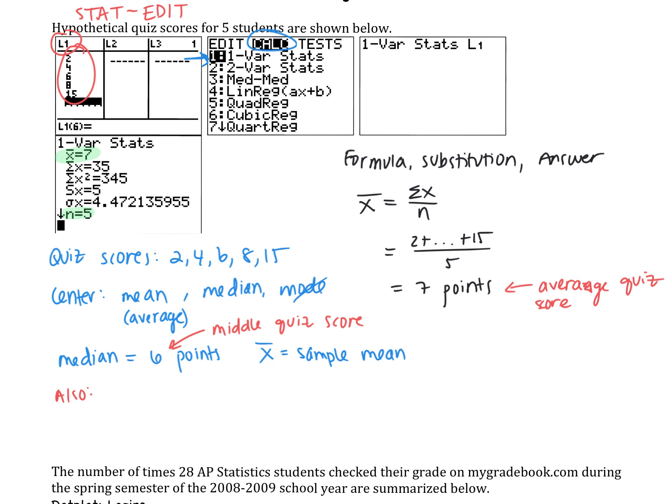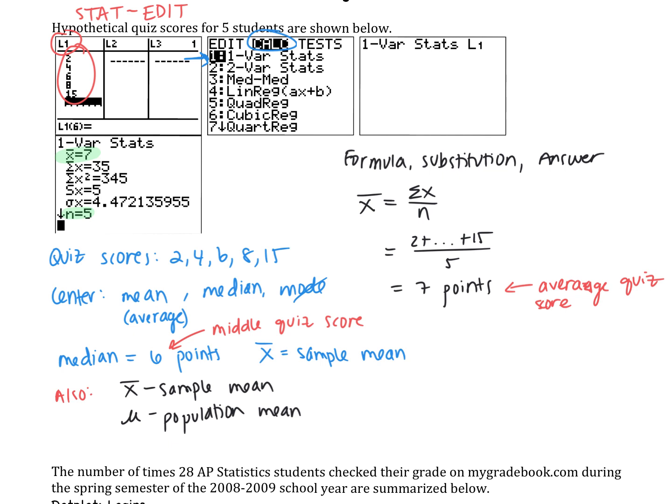Some other things that you need to know. You need to know one more symbol. X bar, like I said, is the sample mean. If you took the mean from the population instead, so if we had the quiz scores of every single student in the class, it's this symbol. It's like a U with a little tail on it. So that stands for population mean. Anybody know what Greek letter that is? It is mu. That's mu. So that stands for population mean.